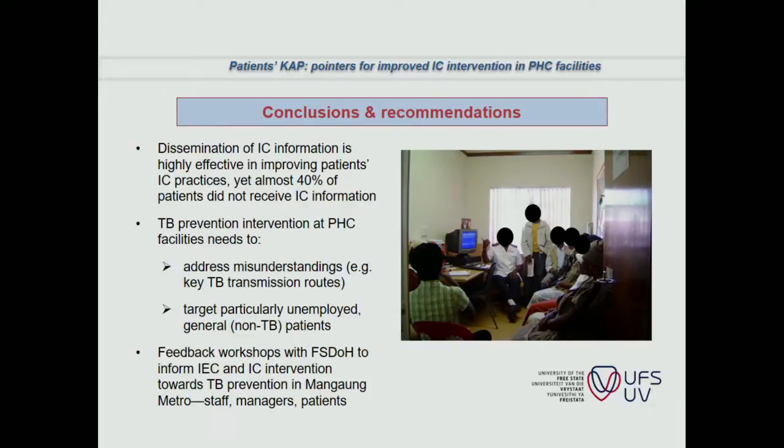And then we propose that future interventions should target particularly the unemployed and the general or the non-TB patients. We have provided some feedback to the Free State Department of Health, and we are in the process of developing strategies to improve health education that will target misunderstandings towards TB and to improve the attitudes of patients towards TB.